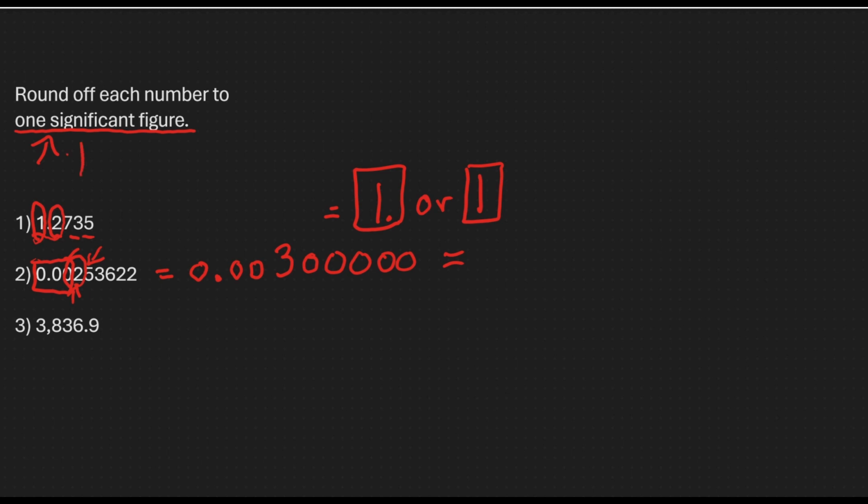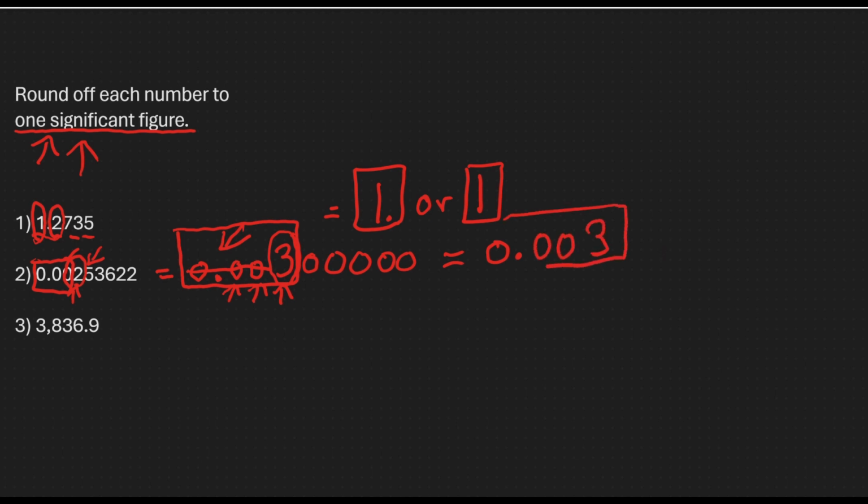Our goal is to convert that to one significant figure, and our one significant figure is the 0.003, because these zeros don't count and only this 3 does count. But we need to keep these zeros because they are placeholders, because these are the tenths, these are the hundredths, and these are the thousandths place. So we need to keep those zeros because they are placeholders. So our final answer will be this, and that is one significant figure.